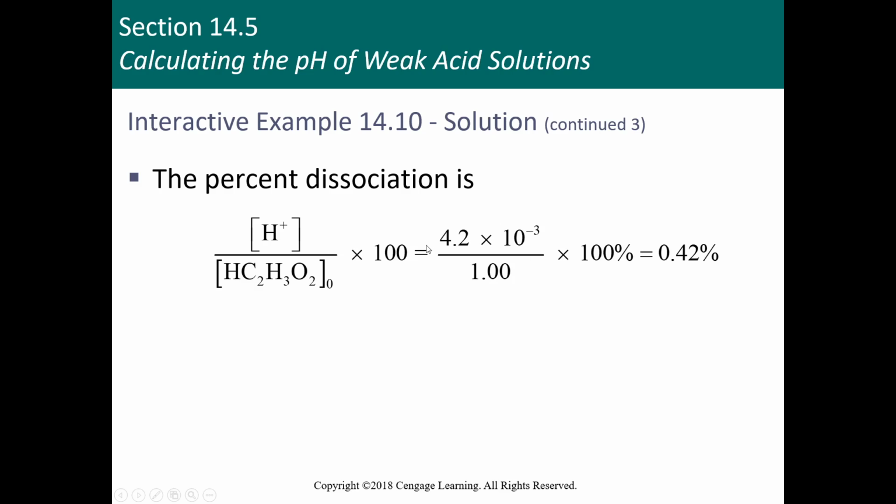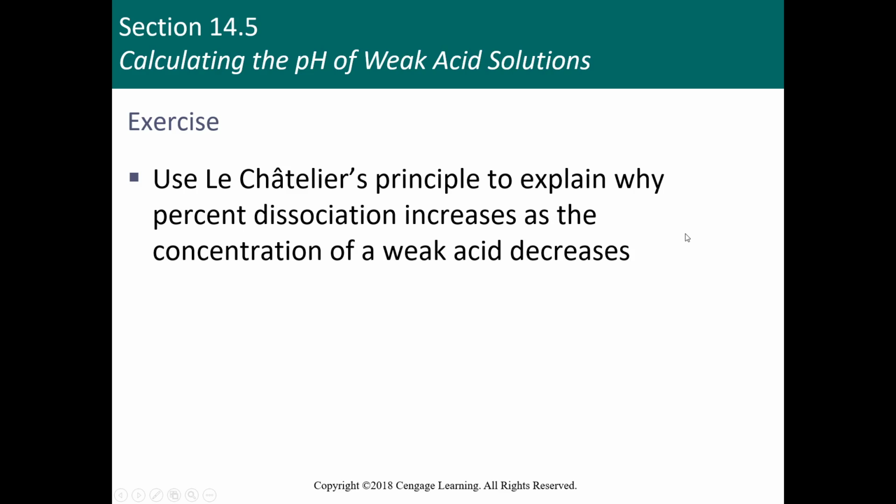All right, so again, that's going to be that value of x for the amount of the conjugate base divided by the initial concentration of our acid times 100 to make it percent. What we find out is it's 4.2 times 10 to the negative 3, which is what we found for that x value. Divide by 1 times 100% for 0.42%.